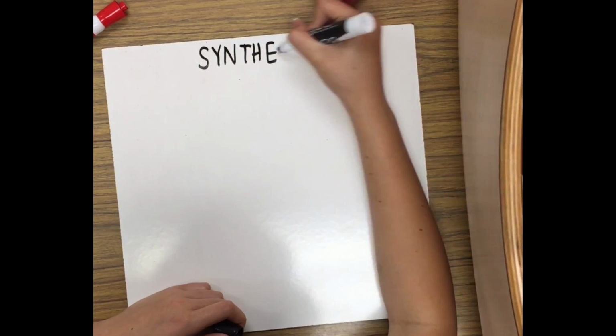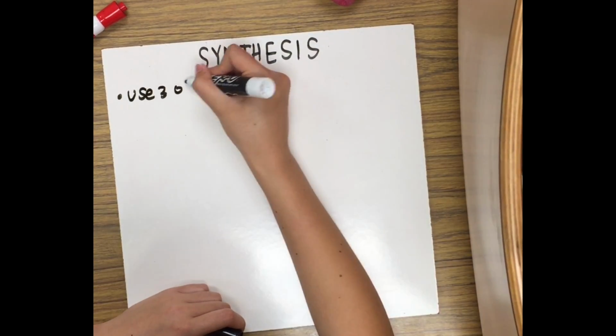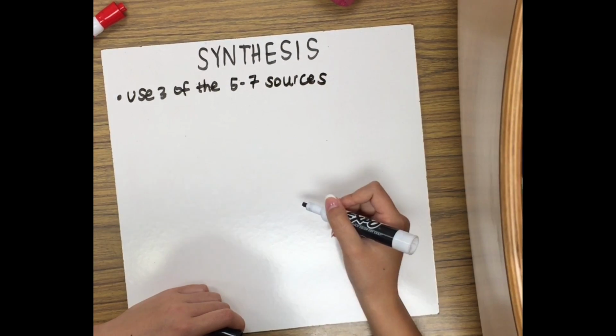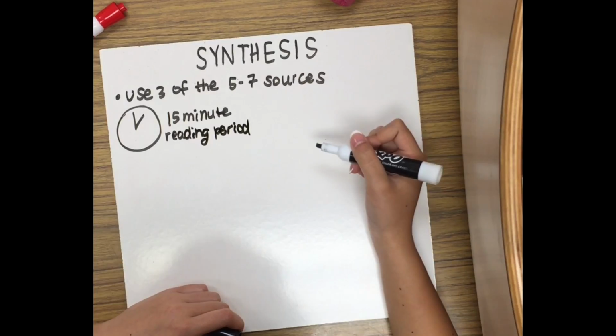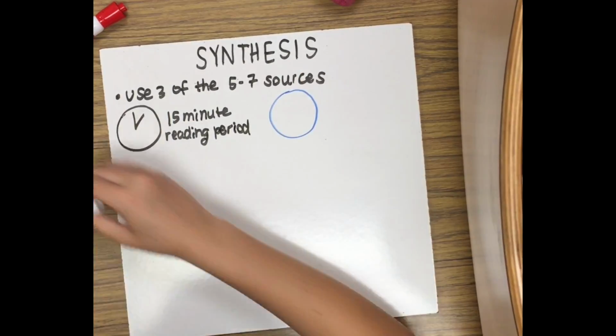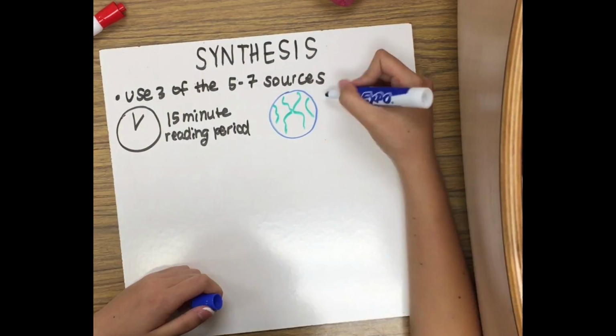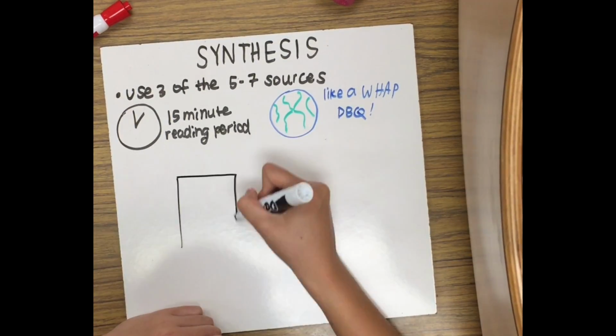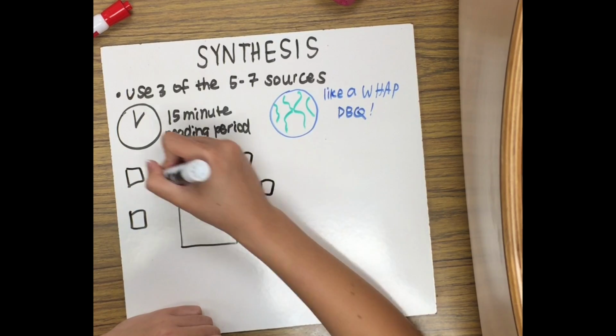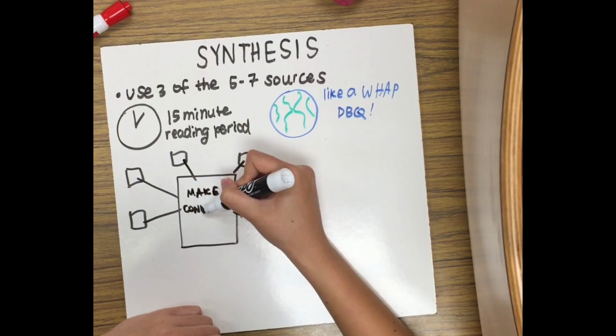The synthesis writing prompt. You will use at least 3 of the 5 to 7 sources provided to craft an answer to a given prompt. College Board will provide you with a 15-minute reading period for the sources. This portion is similar to a DBQ if you have taken the World History AP test. In Mrs. Sprague's class, we do synthesis practice, and Mrs. Sprague is always talking about making connections. Making connections is an important theme throughout this class.